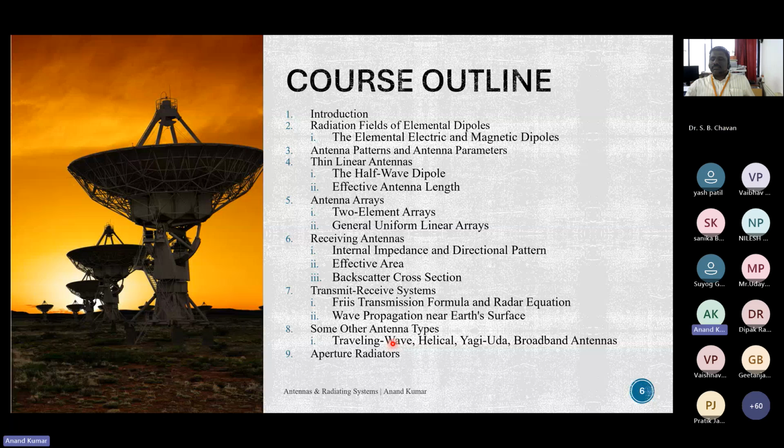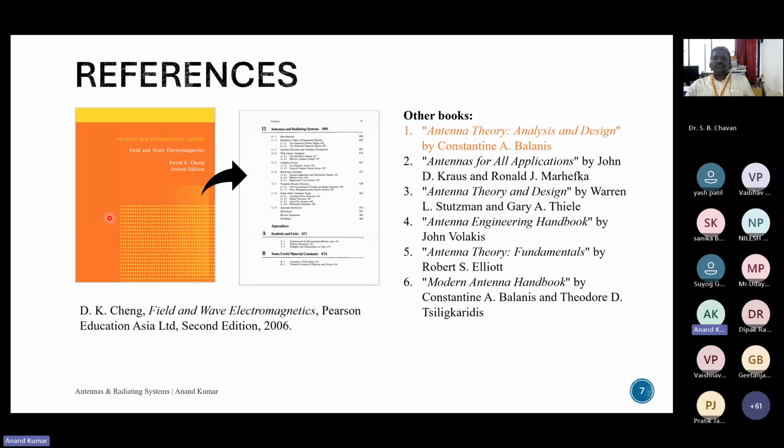For this course, I will be referring to this particular book, which is Field and Wave Electromagnetics by D.K. Cheng. I'll share the textbook PDF with you at the end of this class. But this other book, Antenna Theory: Analysis and Design by Constantine Balanis, is like the Bible of this research area. But this book is specifically for antenna theory.